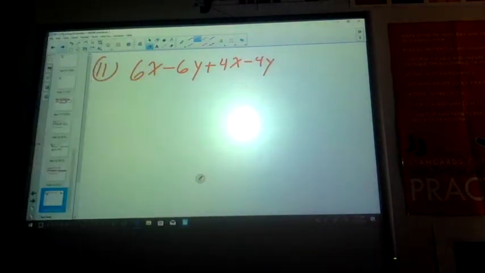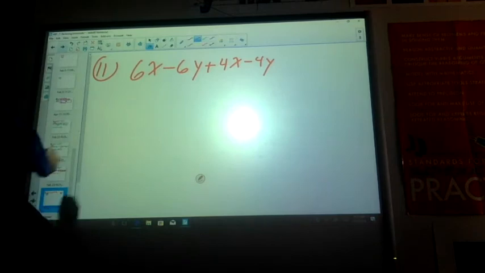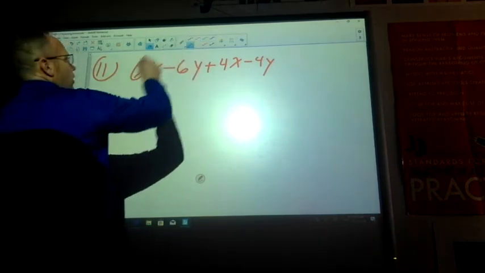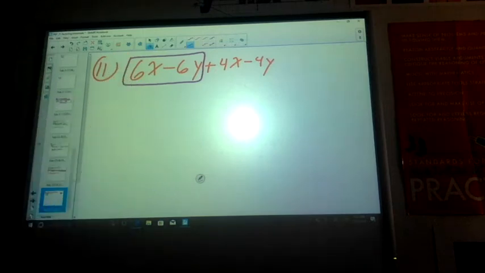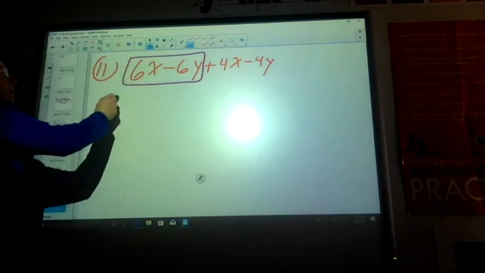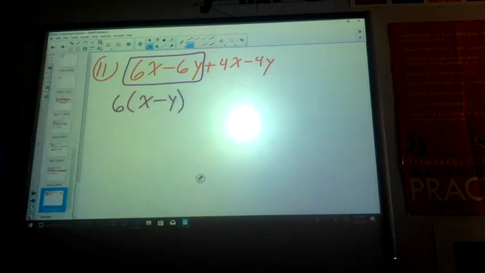Okay, so when there's 4 terms, we are going to go through this process. And this is a huge process for you all to start seeing because it's going to relate to today's too. So if I have 4 terms, I'm going to look at the first 2 terms. What do I have in common between those first 2 terms? They both have a 6, and then that leaves me x minus y. Is that okay so far?